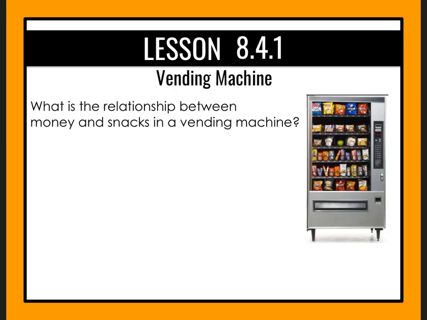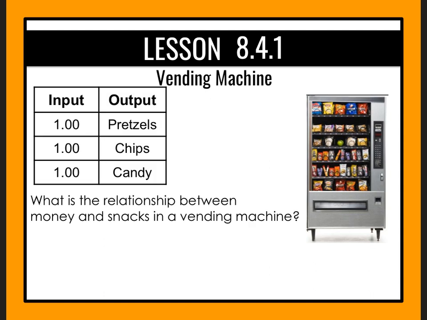The question being asked is, what is the relationship between money that I place in a vending machine and snacks? So think about just a vending machine you see at Walmart, etc. Well, let's say the vending machine costs $1. If I insert $1, I have a choice. I can either insert $1 and get a pretzel, or I can get a chip, or I can get a candy. So the relationship between the money and snacks is if I enter any money, I can get any type of snack that I want to eat.